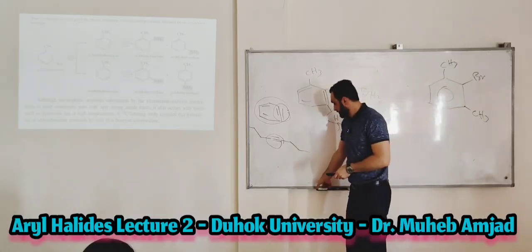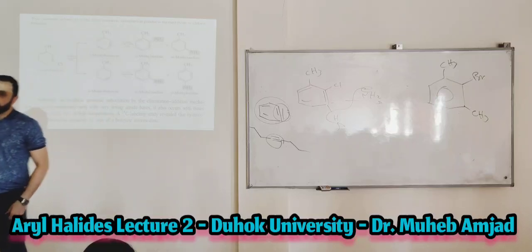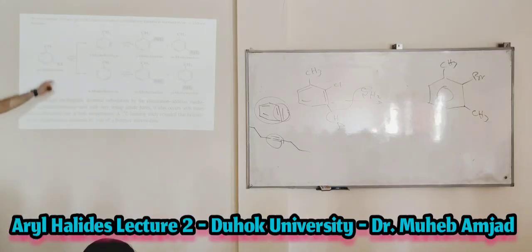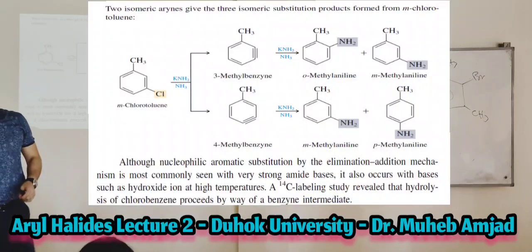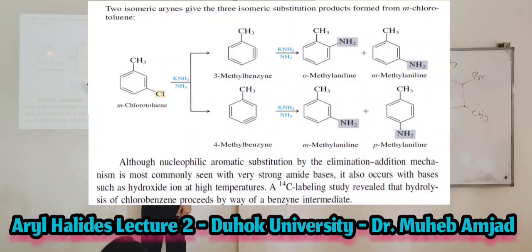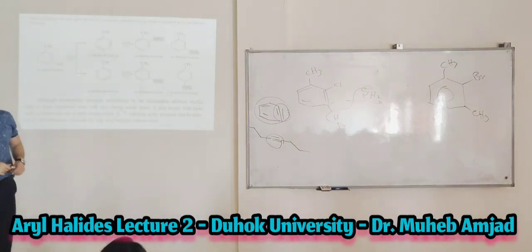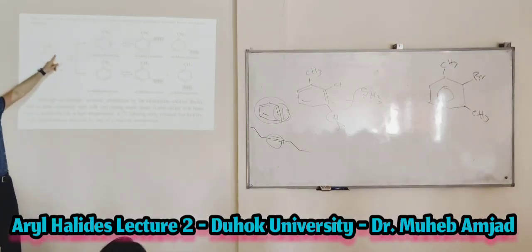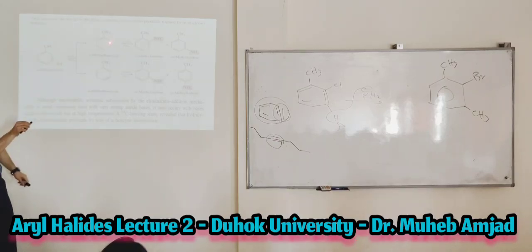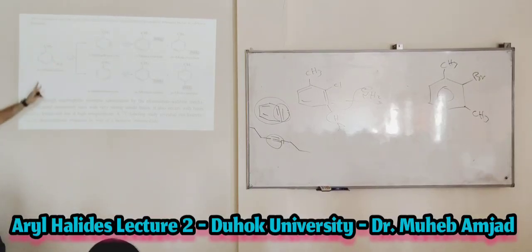Now, here I will explain for you. Look, meta-chlorotoluene. We have a proton here. If the base removes this proton, it gives a triple bond here, giving this benzyne. If the base removes the proton from the other side, it gives a triple bond there, giving this other benzyne. These two benzynes will be formed as intermediates.